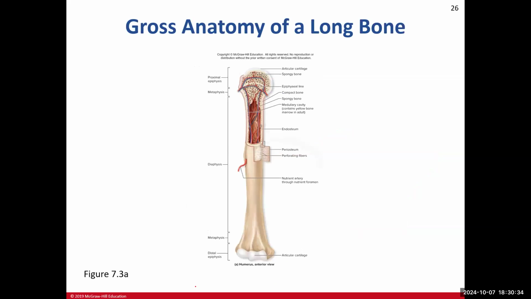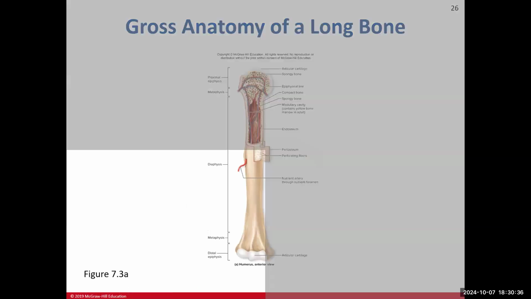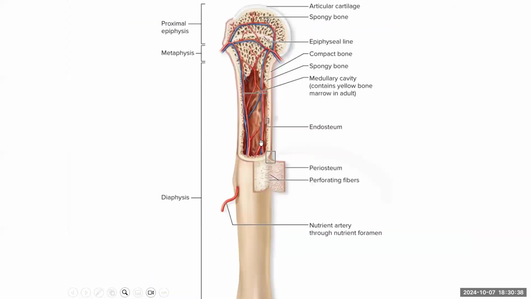So here you can see all those regions that I was trying to tell you about for our long bone. Here's the diaphysis. That's the long shaft of the bone. In an adult, you'll have a hollow cavity in the center, and that's called the medullary cavity. Tons of blood vessels in there, tons of nerves in there. And you'll also have bone marrow in there.